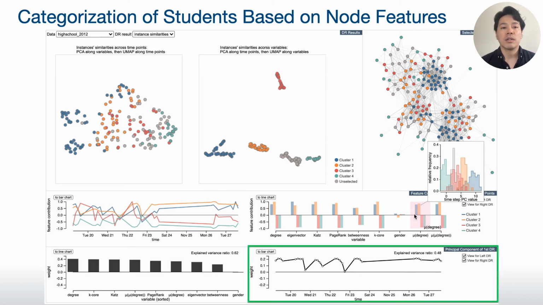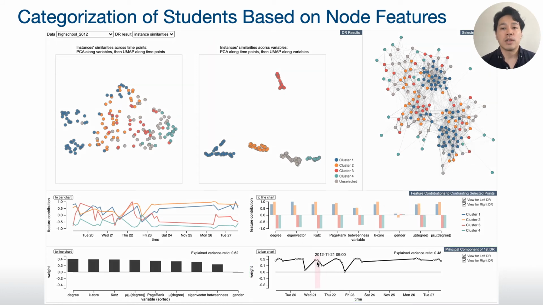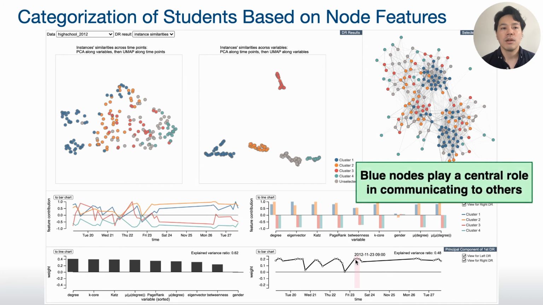From the weight vector, we notice that these generated features use large weight around the morning, whereas evening has close to zero weight. MulTiDR seems to effectively prioritize the time when students have actively contacted each other more. From the analysis, we can say that during school hours, the students in the blue cluster play a central role in communicating to other students as they have higher values for various network centralities.